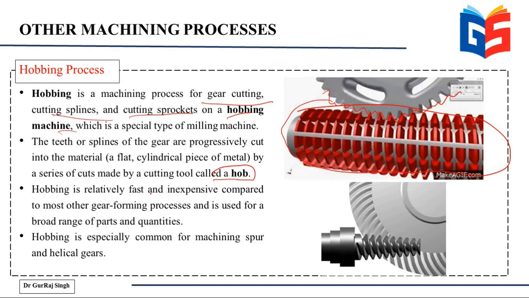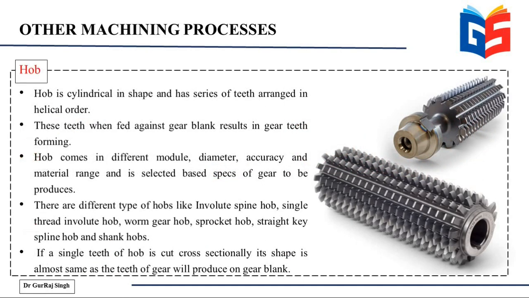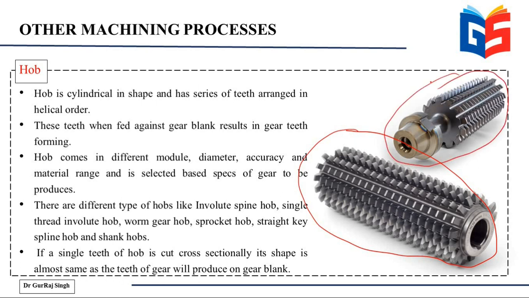Hobbing is relatively fast and inexpensive compared to most other gear forming processes, and is used for a broad range of parts and quantities. Hobbing is especially common for spur gear or helical gear manufacturing. This is something to note, that it is mostly used for spur or helical gears. And the hob, again, you can see it's a very, very complex tool. You can imagine the cost of manufacturing such a complex tool.